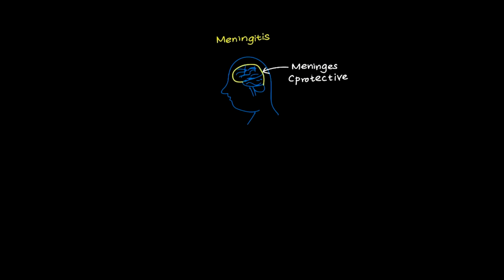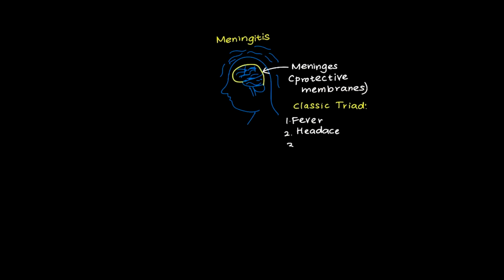A child has sudden high fever, severe headache, stiff neck, and vomiting. The doctor suspects inflammation of the membranes around the brain and spinal cord. What condition is this? Meningitis. The meninges are protective membranes wrapping around your brain and spinal cord. When these get infected and inflamed, that's meningitis.